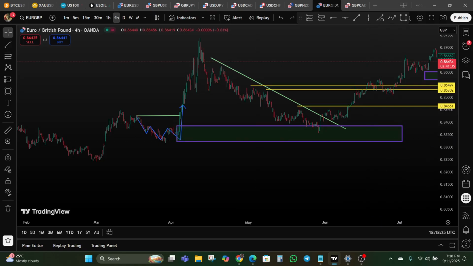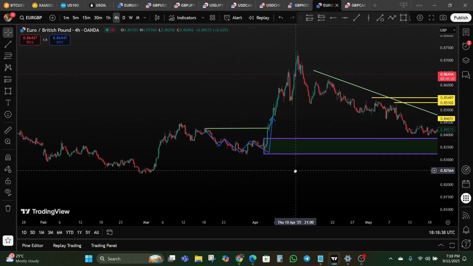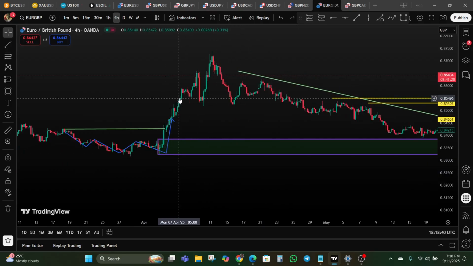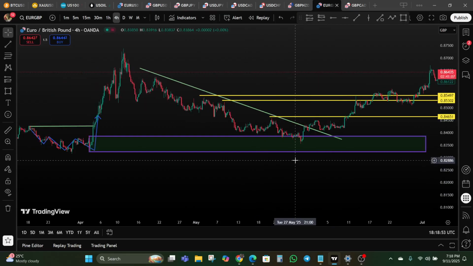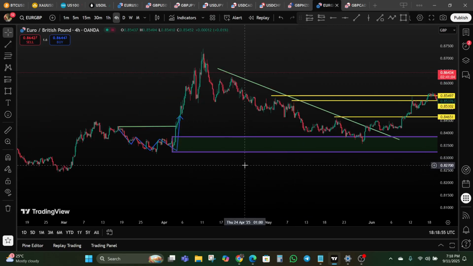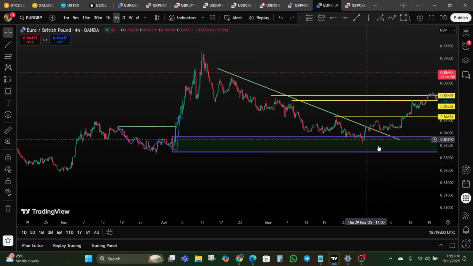Remember that order block is one of the major concepts that we have to be looking at. It is the last bullish or bearish candle before a strong move. So if it's a strong bullish move, we're looking at the last bearish candle right before that impulsive bullish move. If it was a bearish move, we're going to be looking for the last bullish candle. Institutions often leave these footprints behind, and price tends to return to these levels, like what it did here.